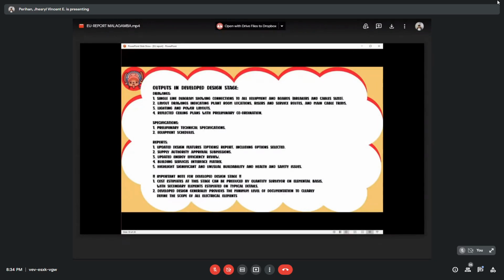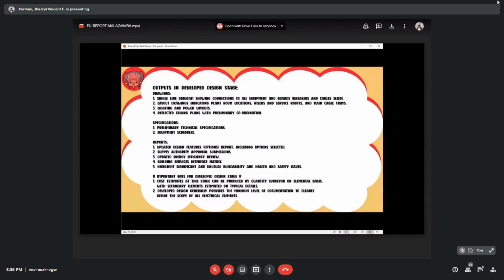Next are the outputs in the developed design stage. In drawings, we have the single line diagram showing connections to all equipment and boards, for example, the breakers and the cables are sized. Second, layout drawings indicating plant room locations, risers and service routes, and main cable trays. And we have lighting and power layouts. And lastly, we have reflected ceiling plans with preliminary coordination.